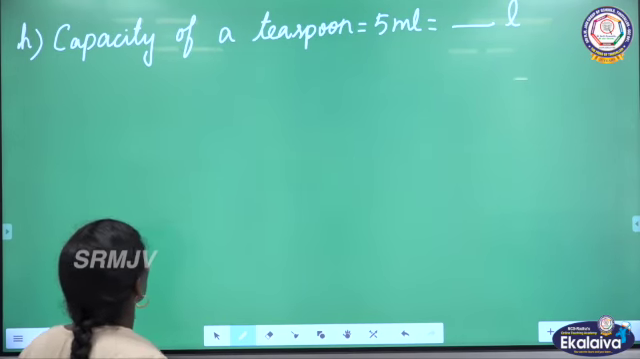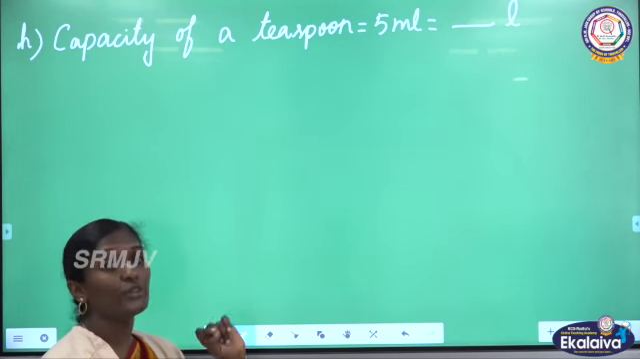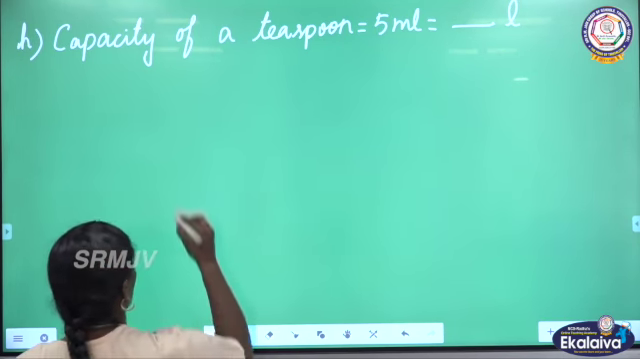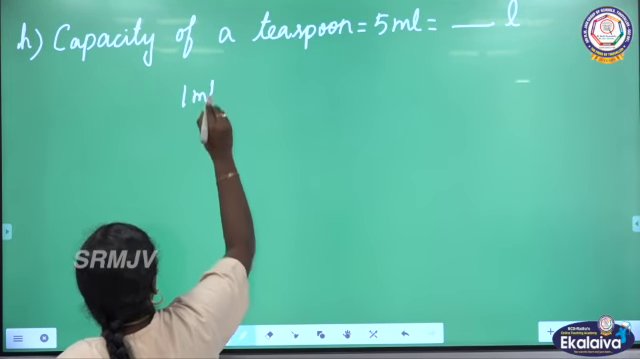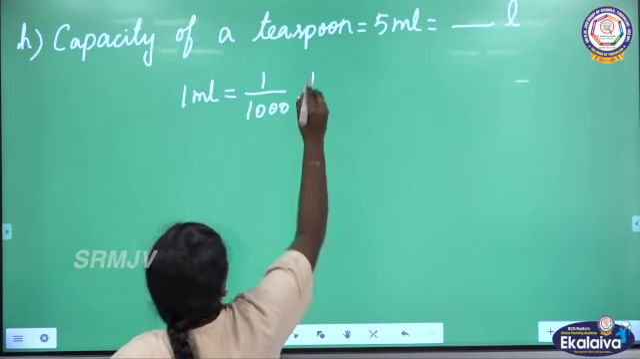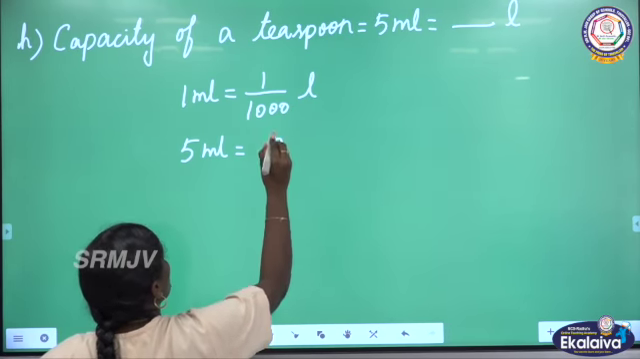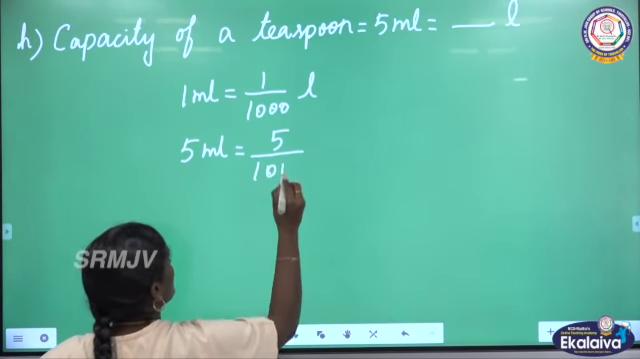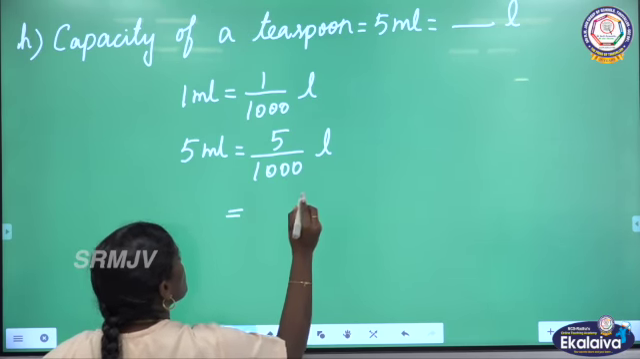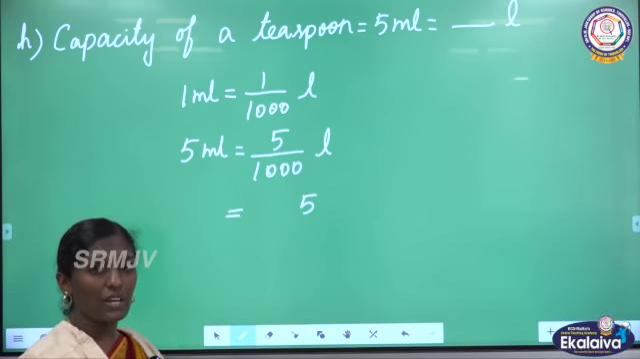The next one, capacity of the teaspoon is 5 milliliter. We are going to convert it into liter. Again, smaller unit to greater unit. So 1 milliliter is equal to 1 by 1000 liter. Here 5 milliliter is equal to 5 by 1000 liter. In the denominator 1000 is there, so we need 3 decimal places. Here we are having only 1 digit.